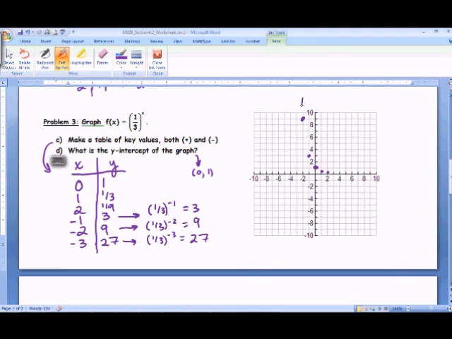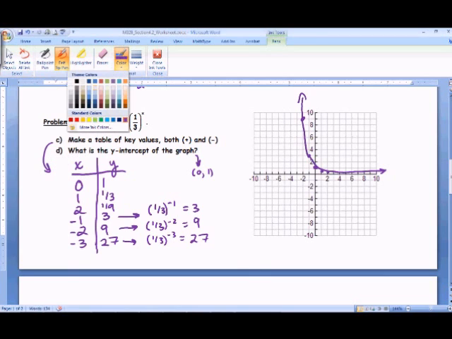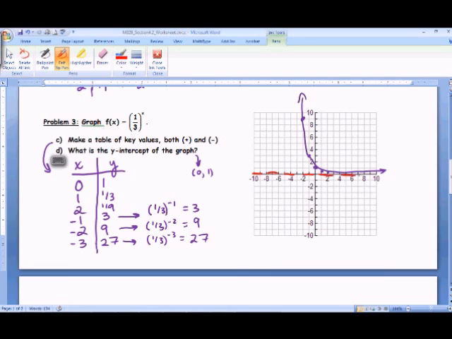This function is going to look similar to the previous one. It's just kind of flipped about the y-axis in a way. I mean, it looks similar. It just looks like it's kind of flipped a bit. And that's exactly what's happening, in fact. We still have a horizontal asymptote at y = 0. There's still no vertical asymptote.